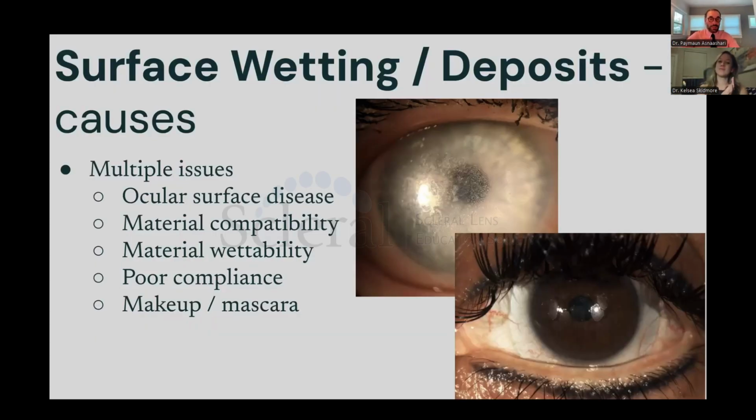The next common issue is surface deposits. And I feel like I have about 5 minutes left, so I might try to run through these so I can get towards the end of the lecture. But there are multiple issues that can happen. It could be due to ocular surface disease, material compatibility, material wettability, poor compliance with the lenses, or just makeup and mascara. It could be that too.